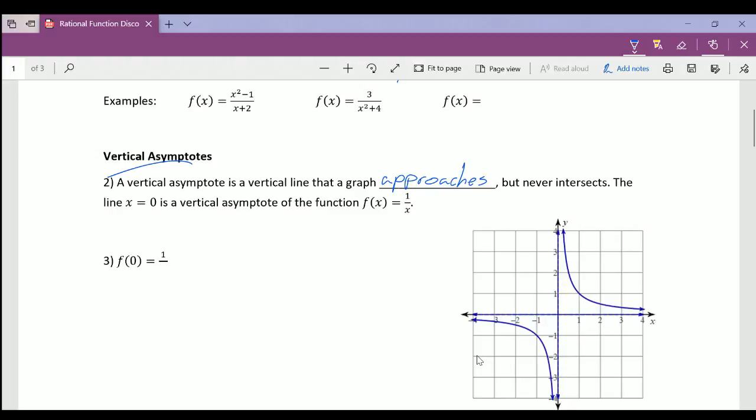So in this one here, the line x equals 0. Remember, if it's x equals a number, that's the equation for a vertical line. Y equals a number, that's the equation for a horizontal line. We're not talking about horizontal today. We'll do that in another video. x equals 0 would be a vertical line right here.